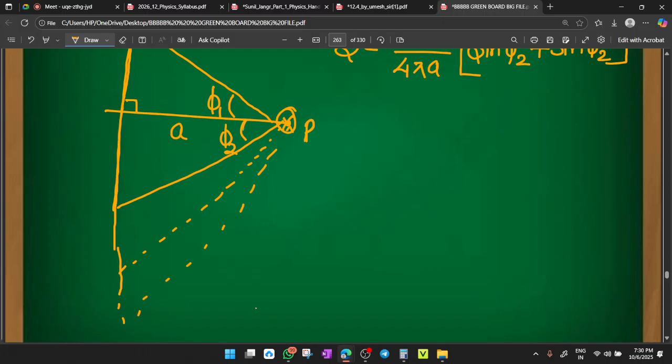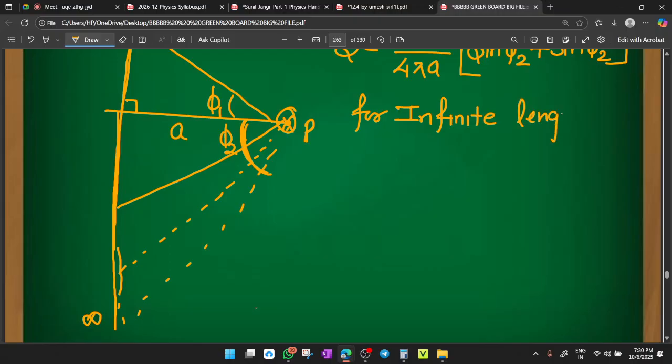So can you say that when the length of the top and bottom part goes to infinity, this angle is nearly equal to 90 degrees? Yes or no? Confirm or not confirm? Yes. So here, for infinite length, phi 1 equals phi 2 equals pi by 2.